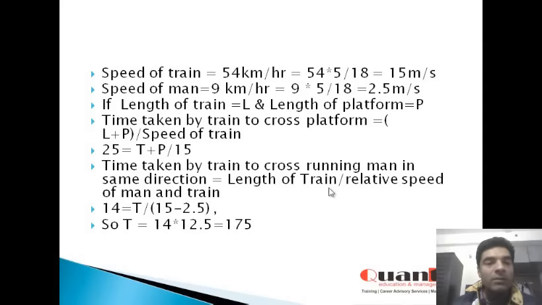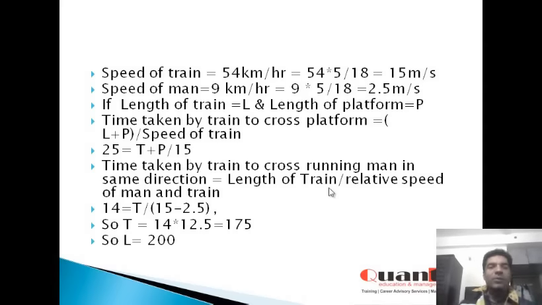Now when we know the value of L, which is the length of the train, we can also find the length of the platform, which will come out to be equal to 200 meters. That's it. So this is the fourth question, which was on time, speed and distance on trains, which can also be done in case you have practice questions on trains.